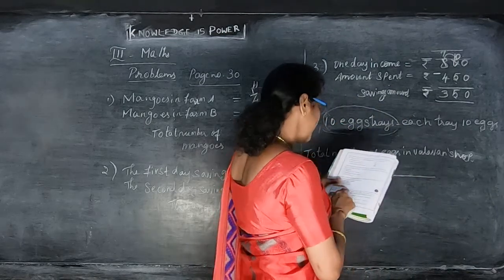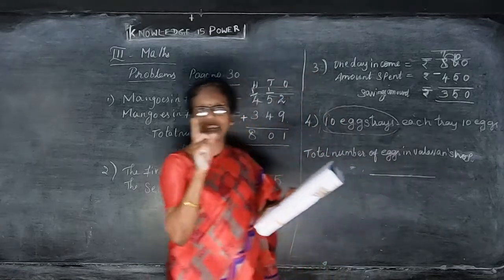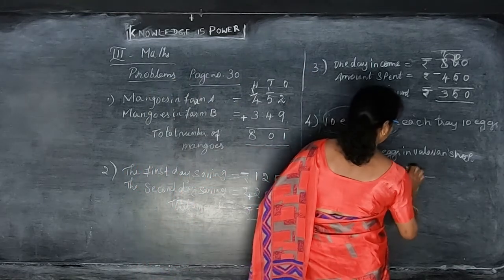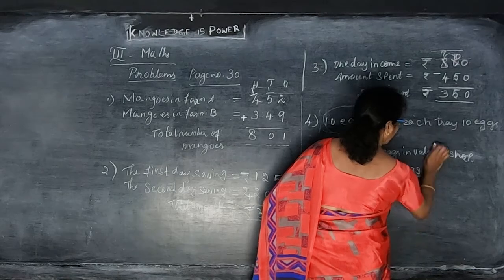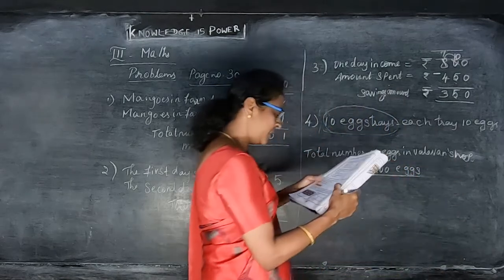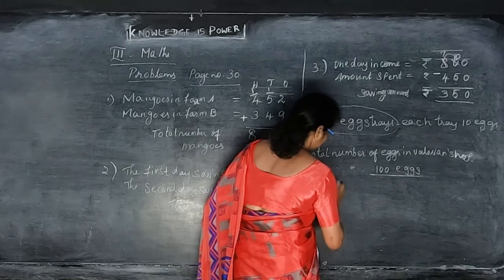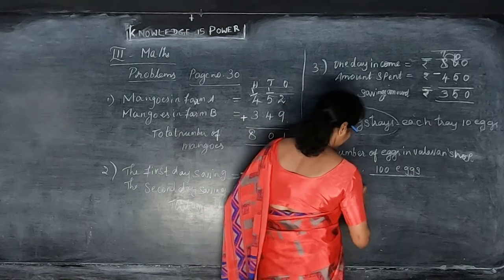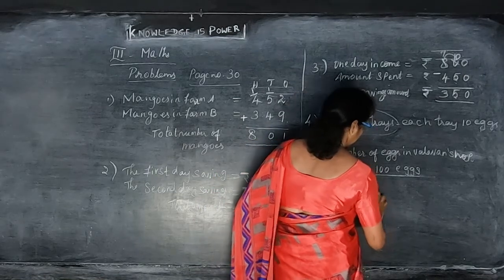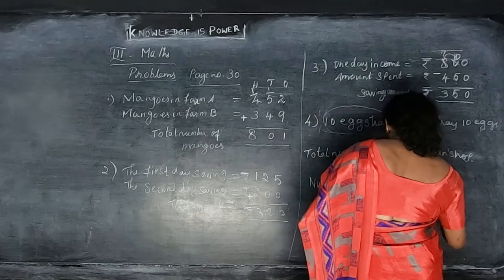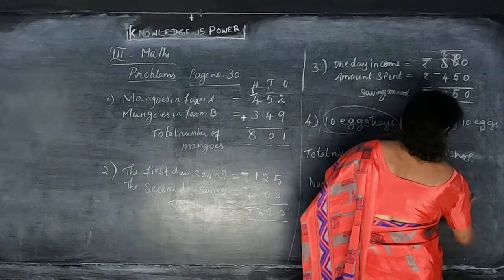100 eggs. 10 egg trays, each egg tray has 10. So 10 tens are 100 eggs. Okay. Total number of eggs. Then number of eggs sold, plus number of eggs rotten.